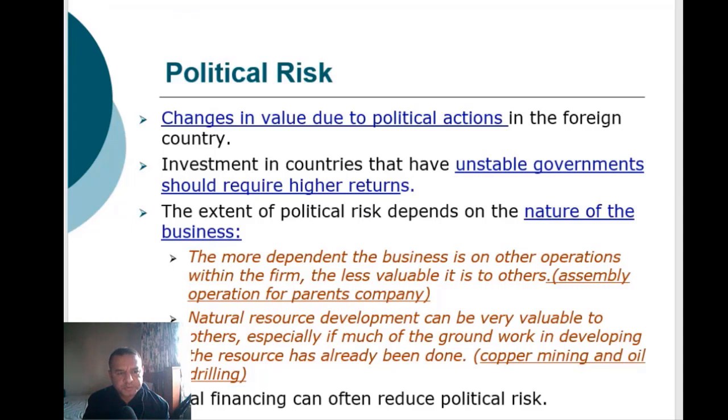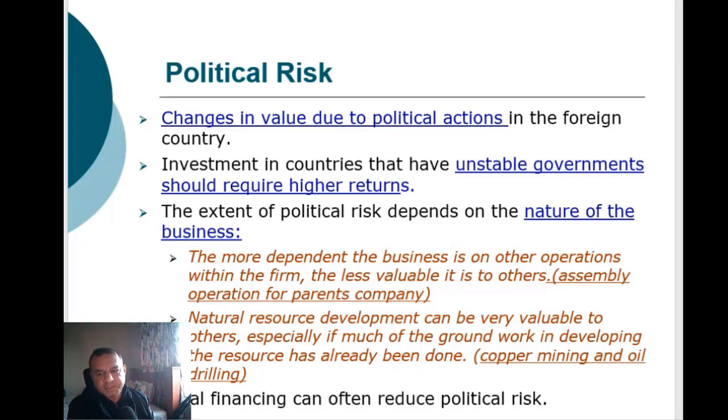Now remember, the short-term exposures, the long-term exposures or even the translation exposures could be affected by the political risk of a country. Now, what is a political risk for a country? For example, changes in value due to political action in a foreign country could be a political risk. Changes in the legislation could be political risk. Political instability of a country where a significant foreign operation is held could be a political risk.